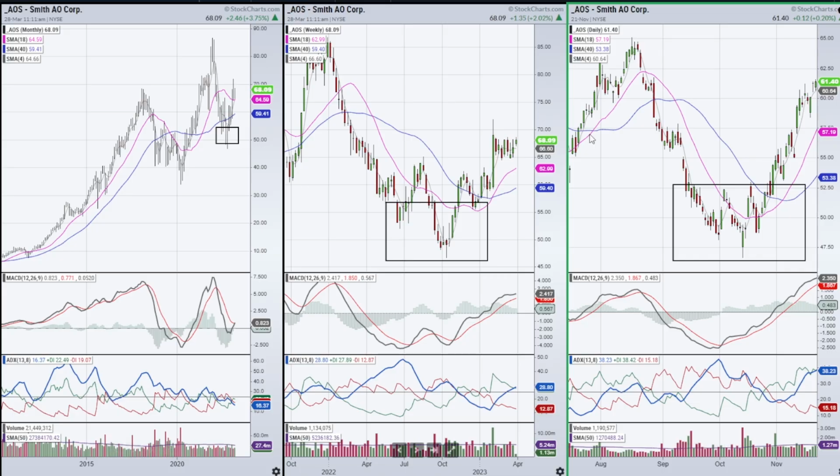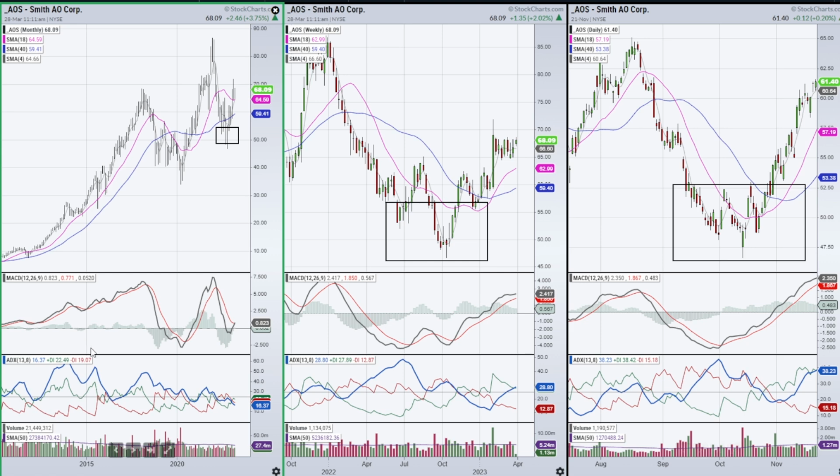Okay, I've got 3 time frames up: monthly on the left, weekly in the middle, and daily on the right of AOS. And I want to show you how you can use different MACD signals to help identify, first of all, what are the best setups when it comes to divergence. That's number one. And number two, the best way to time them, in my opinion. All right. And we have to use multiple time frames for this. So let's go through and discuss this.